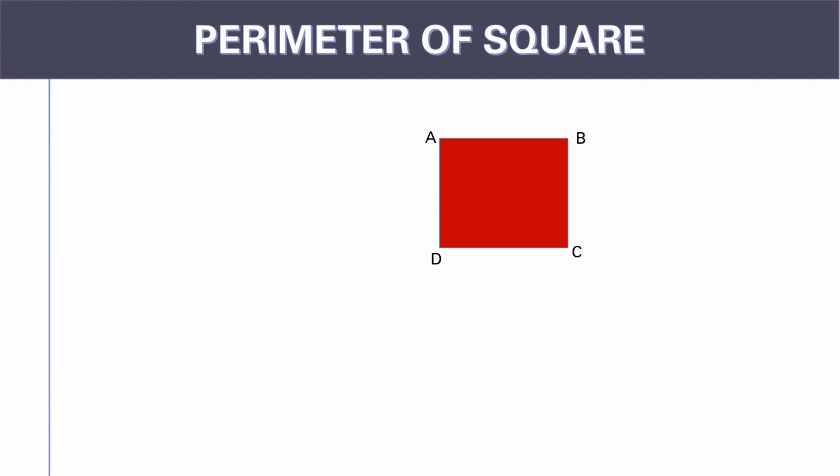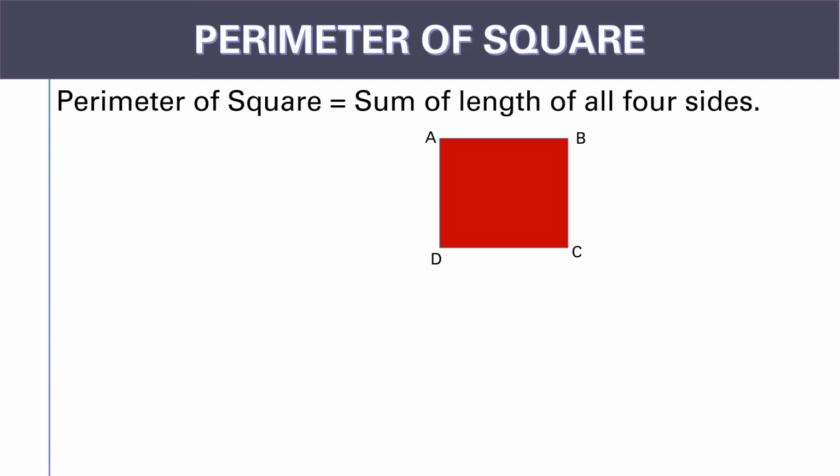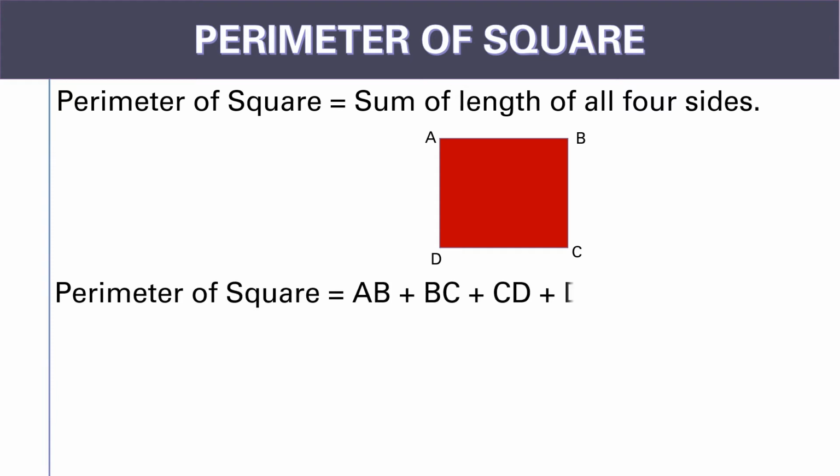Finally, let us look at the perimeter of the square. And perimeter of square is equal to sum of length of all four sides. So in square ABCD, perimeter of square is equal to AB plus BC plus CD plus DA. And we know that in a square all the sides are equal in length. That means AB is equal to BC is equal to CD is equal to DA. Thus, the perimeter of a square can be calculated by adding all four sides of a square.